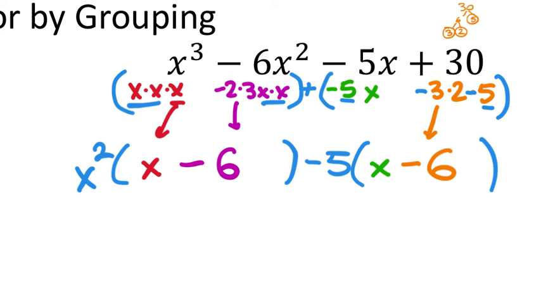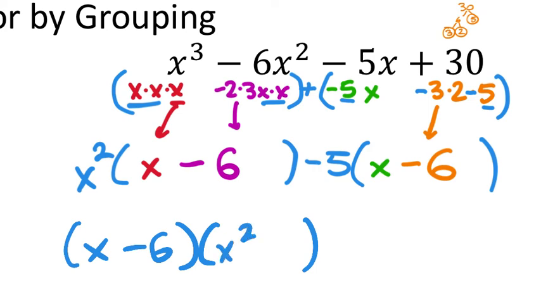Well, then what do we got left? Well, you can factor out the x minus 6. And then what are you left with? You got the x to the power of 2 and the negative 5. Boom, there it is. Technically speaking, this could be factored further, but that's for a different class. So this is all we would want to see at this point.